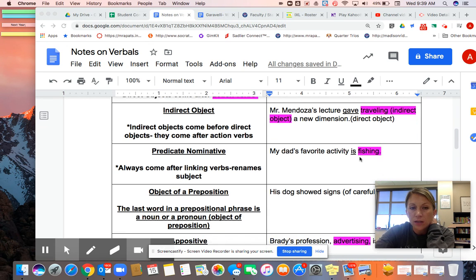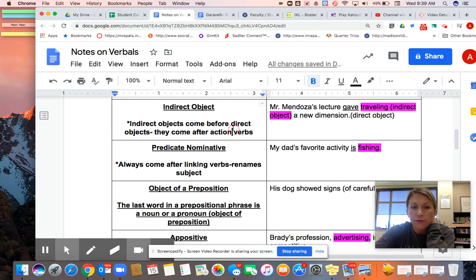Now look at indirect object. Indirect objects come before direct objects, and they also come after action verbs. Mr. Mendoza's lecture gave traveling a new dimension. All right, a couple things I noticed about this. Gave can be a verb, traveling can be a verb. So what is the lecture doing? It gave. So that makes gave my action.